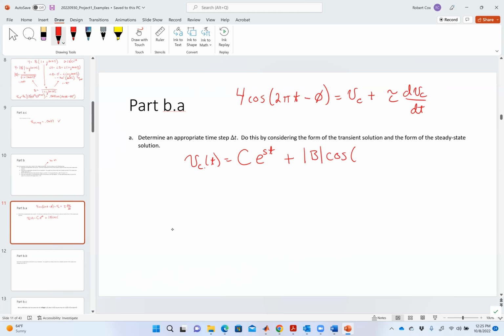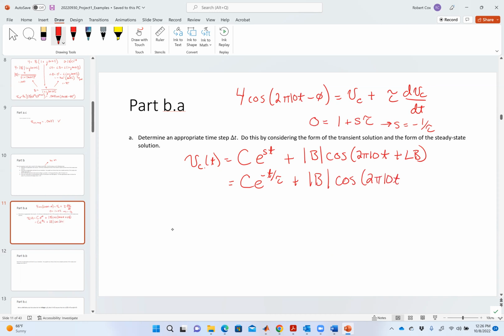and that omega, I can be explicit, in this case is 2 pi 10 t, plus the angle of b. And I note that I left out the 10 when I wrote this up here: 2 pi 10 t minus phi, like that. That's the form of my solution. I know what the magnitude of b is. I know what the angle of b is. I don't really care about s right now. If I were to solve for it, I would say 0 equals 1 plus s tau is the characteristic equation I'd get for this. So s equals negative 1 over tau. You should know how to do that. So I basically have c e to the negative t over tau plus magnitude of b cosine 2 pi 10 t plus the angle of b.